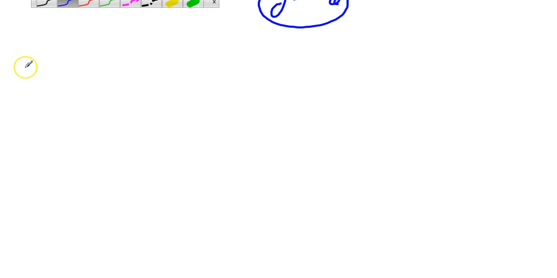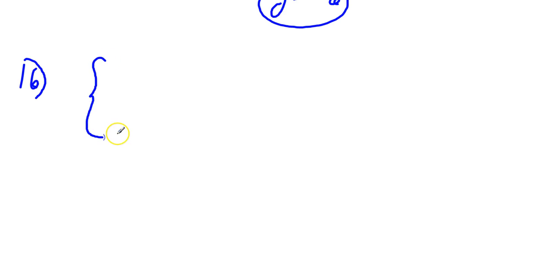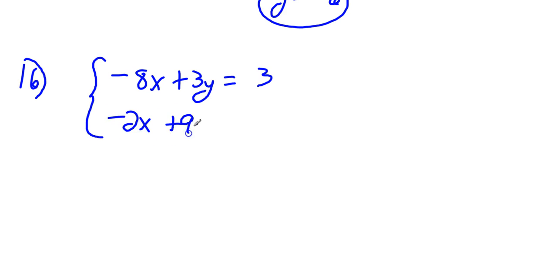Okay, let's get a couple more of those. All right, 16, same type problem. Okay, same directions. This one they want you to solve using multiplication and addition to eliminate one of the variables.